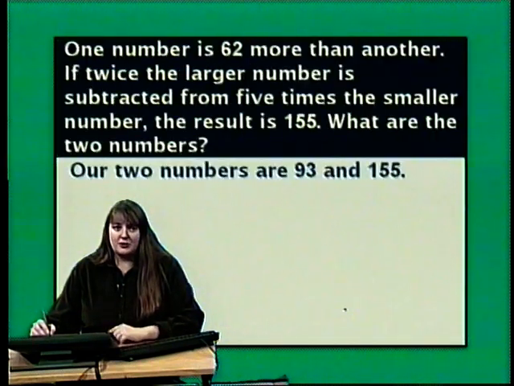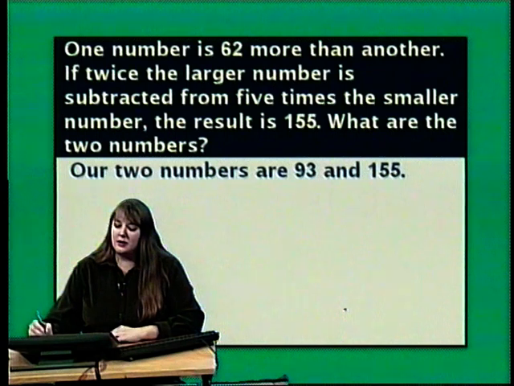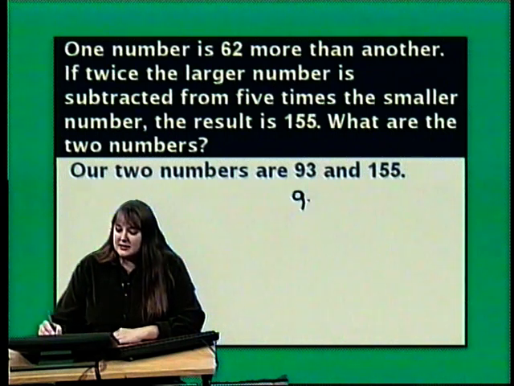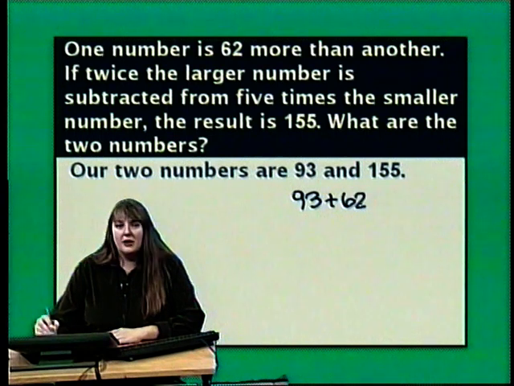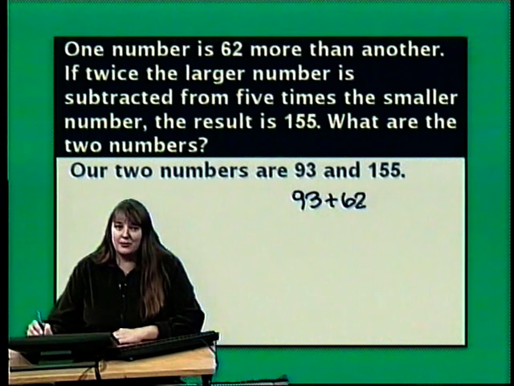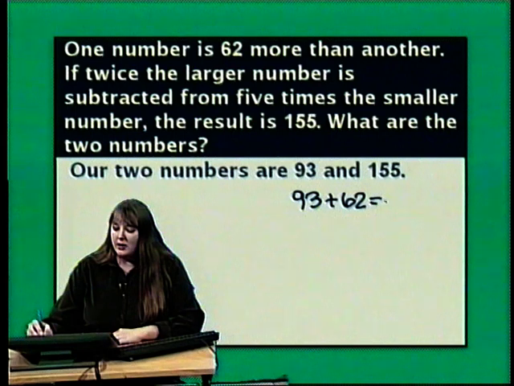Of course, we need to make sure that this really is true. In an application, you want to go back to the statement of the problem and make sure that your solution checks in the wording of the original problem. So we were given two pieces of information. One number is 62 more than another. So if I add 62 to 93, I should get the larger number. What is 93 plus 62? Well, it's 155, the larger number.